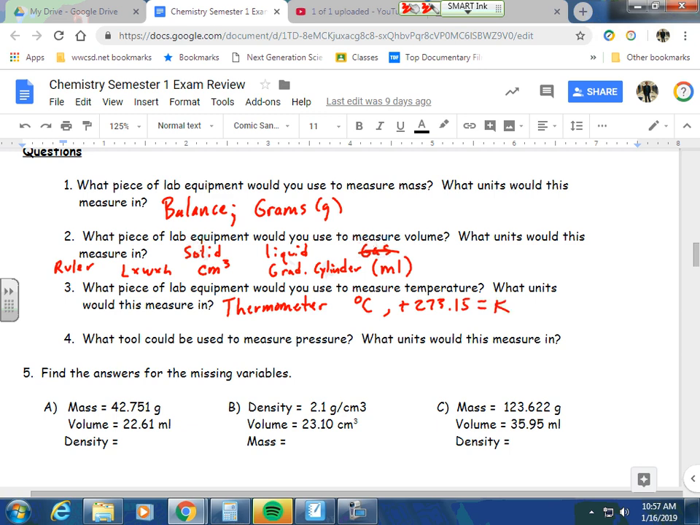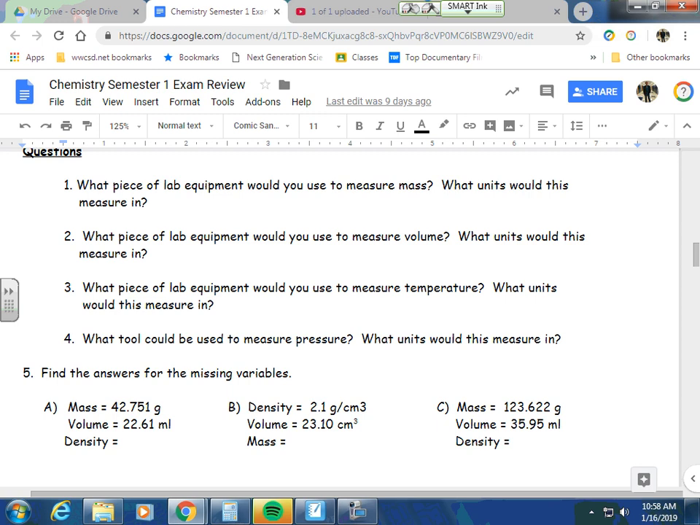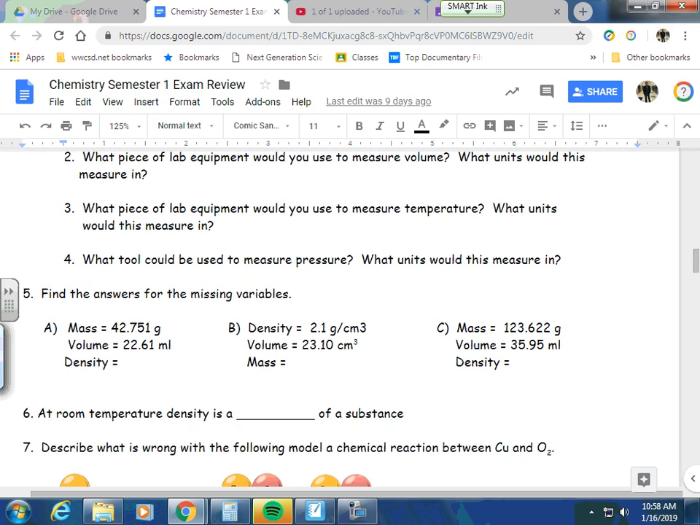All right. Pressure, we could use a barometer to measure pressure, maybe in millimeters of mercury. We can also use a gas manometer, dealing with different pressures on one side or the other. We had all those different units for pressure that I mentioned earlier in the video, like atmospheres, kPa, torr, all those.